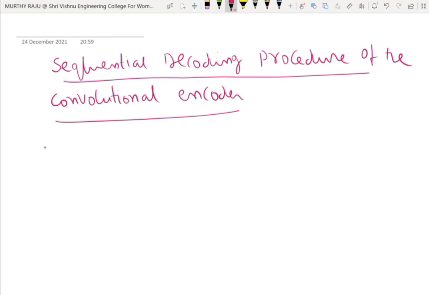Steps, I will mention the steps. First step is, another name of that sequential decoding procedure of the convolutional encoder is Fano algorithm.